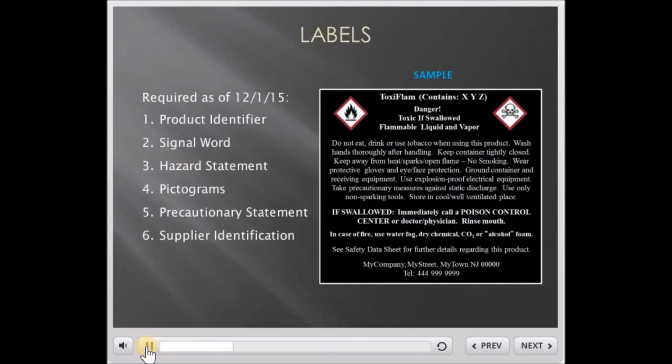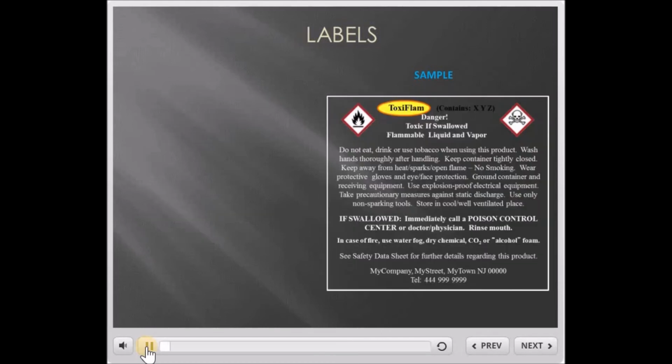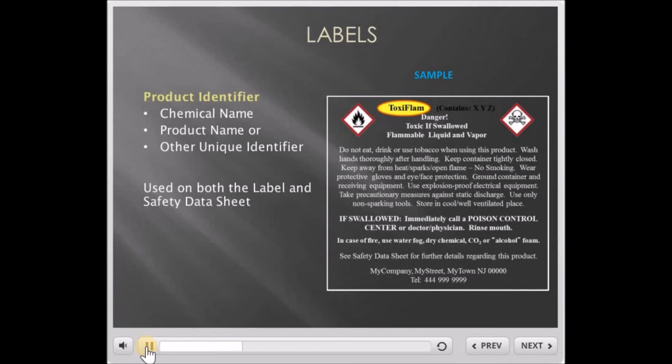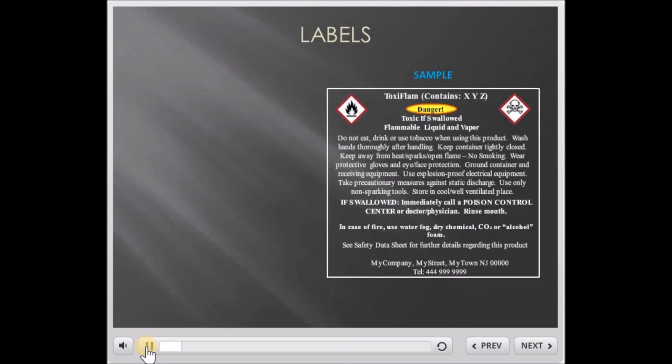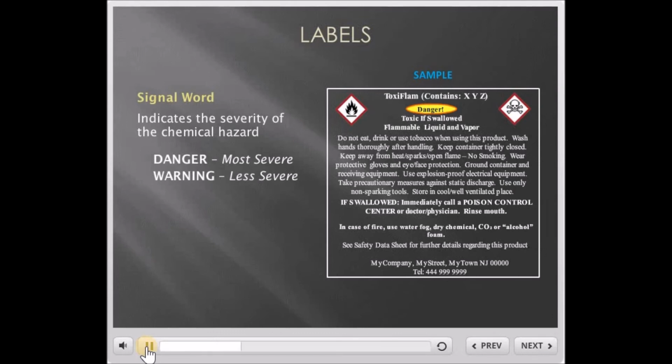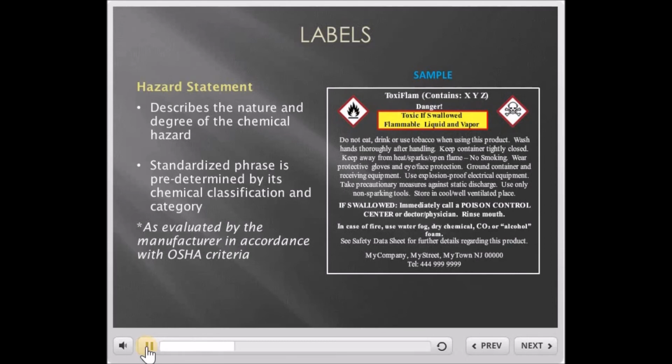Labels are required to have product identifier, signal word, hazard statement, pictograms, precautionary statement, and supplier identification. The product identifier should be the same on the label as on the safety data sheet. This will most likely be the chemical name. Signal words indicate the severity of the hazard. Examples are danger or warning, with danger being the most severe. The hazard statement describes the nature and degree of the chemical hazard.